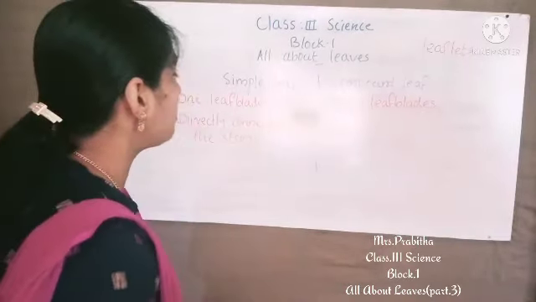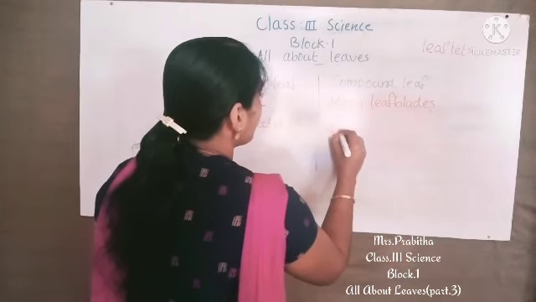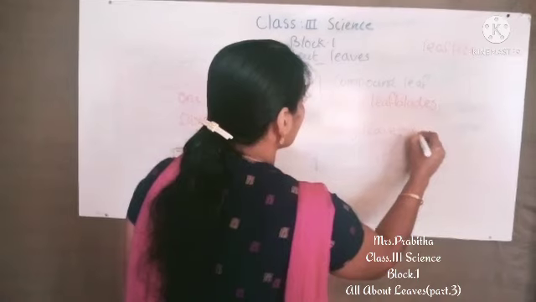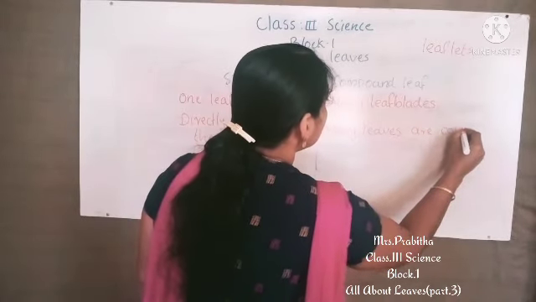So how is a compound leaf? Many leaves are connected to a single stalk.